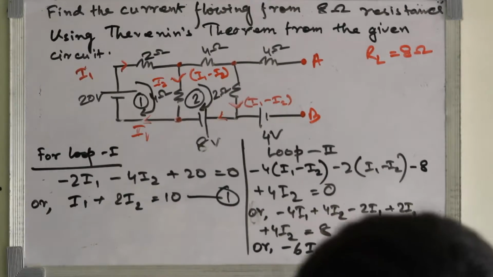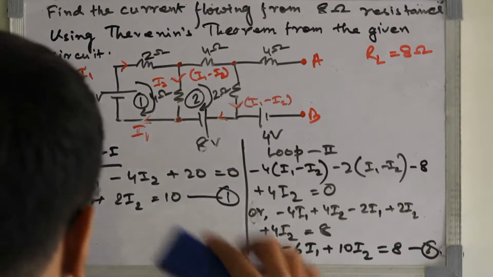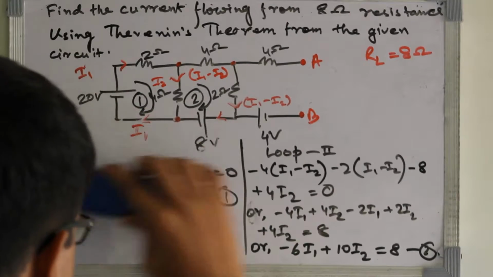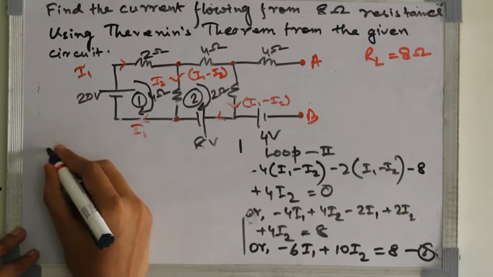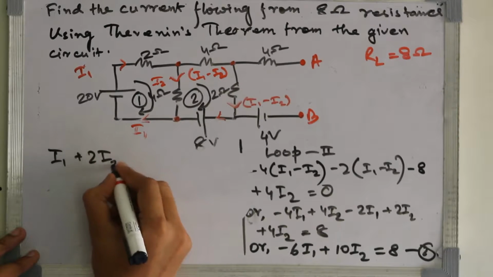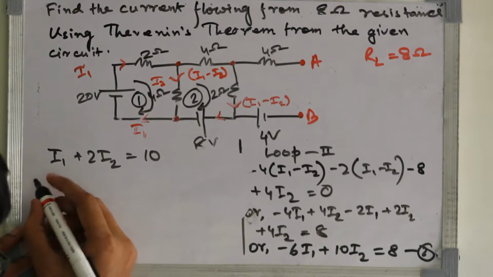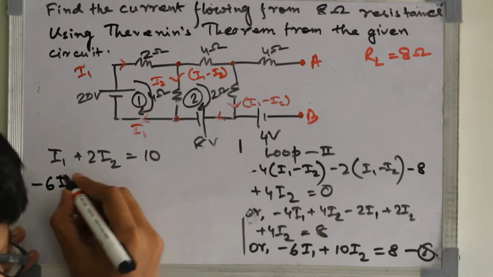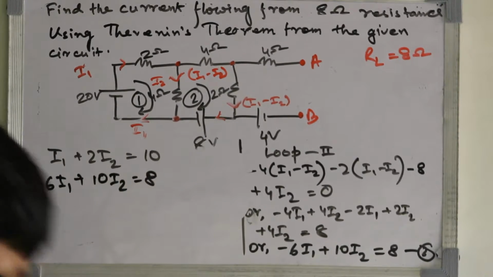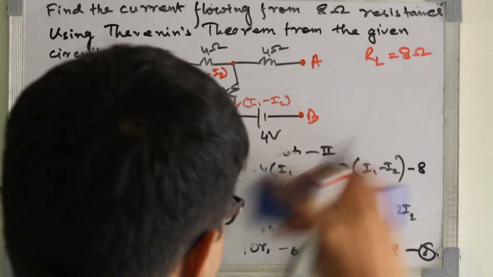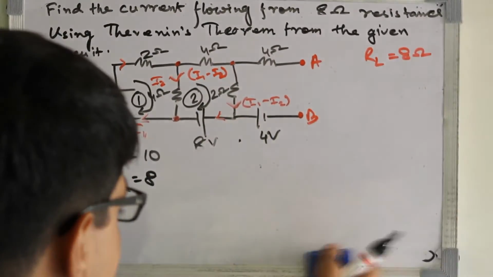Now we have to solve equations number 1 and 2. Okay, so I will solve it here. So first I will write the equations. Equation number 1 is I1 plus 2I2 equals 10, and equation number 2 is minus 6I1 plus 10I2 equals 8. Okay, so there are the two equations, and now I will solve both of the equations.